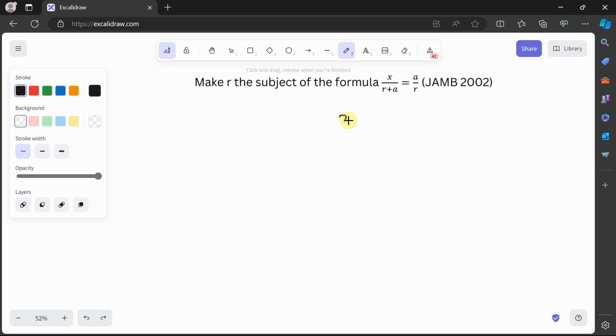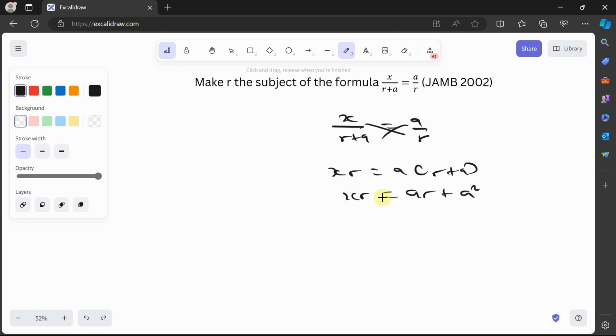So we have x over r plus a is equal to a over r. We want to make r the subject of the formula, but first let's cross multiply. So that will be xr is equal to a open brackets r plus a, which is the same as saying ar plus a squared. Once we make r the subject of the formula, we'll take everything that has to do with r to one side. That will be xr minus ar is equal to a squared.